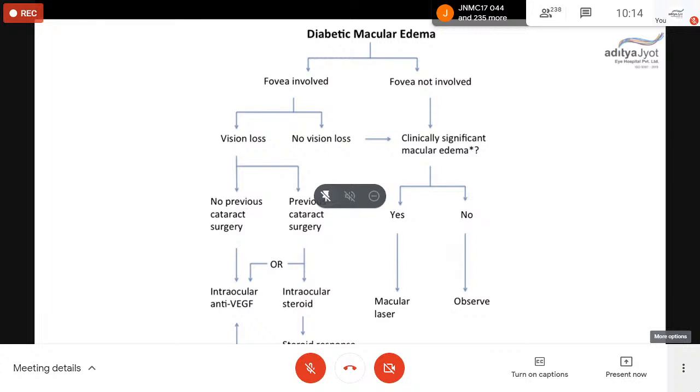And here we have classified diabetic macular edema: fovea involved, fovea not involved. If the fovea is involved, there could be vision loss or no vision loss. It could have no previous cataract surgery or a previous cataract surgery, or an intraocular anti-vascular growth factor or an intraocular steroid. And we have to also make sure to evaluate the optic disc before you give the steroid injection. That's why I get a glaucoma evaluation done.